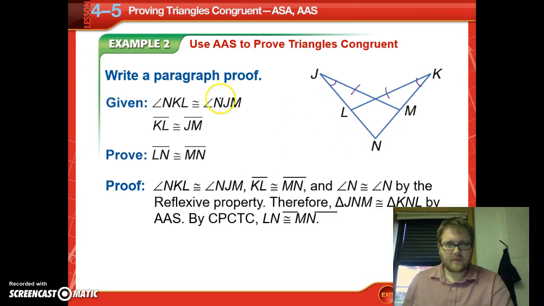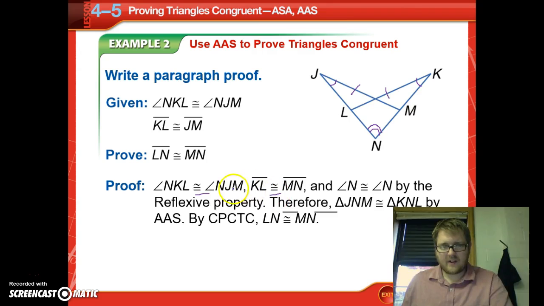So here we have what we just said, and we know that angle N has to equal itself just based on the reflexive property. So therefore, triangle JNM has to be congruent to triangle KNL, since these two triangles are identical by angle side angle.